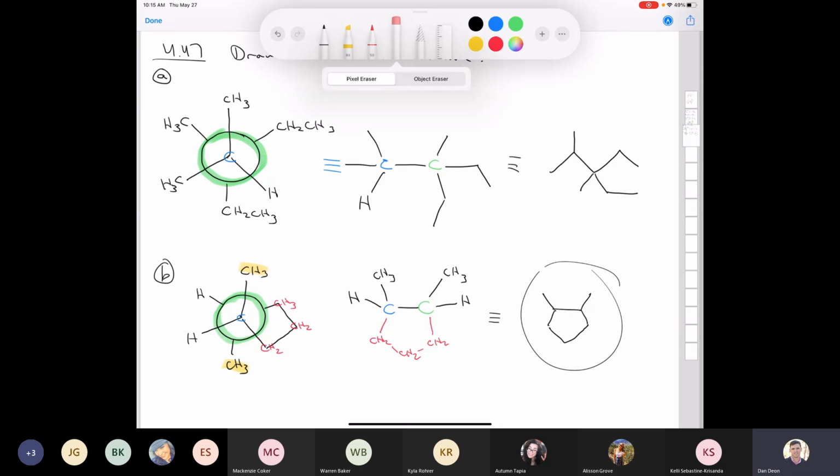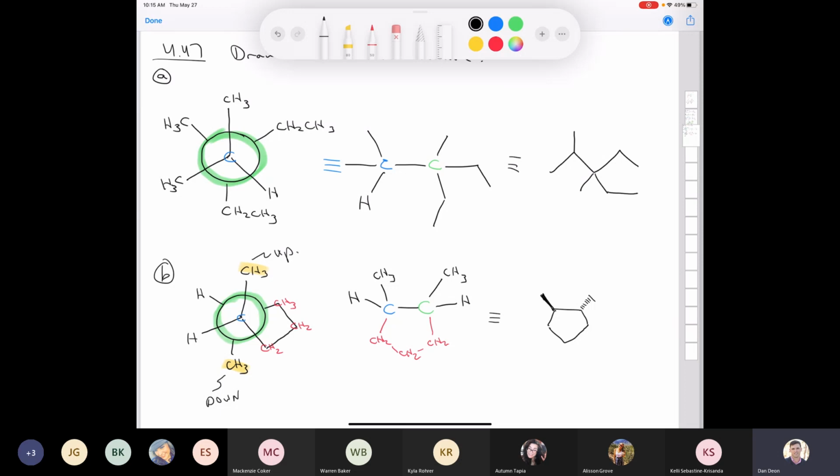The methyl group on the blue carbon is pointing up, isn't it? Right, this one's pointing up, and then this one is pointing down. So they are trans to each other. So the one on the blue carbon is going to be pointing up like this, and the one on the green carbon is going to be pointing down, and that would be the correct bond line structure. You have to show that those are trans to each other.